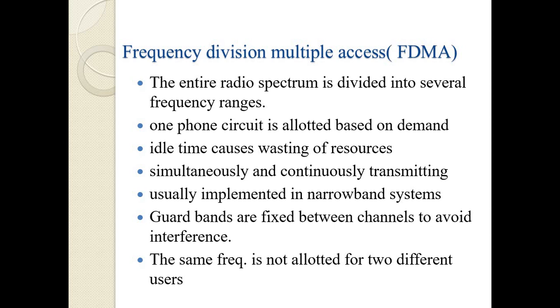So if, for example, you are having 4 users, user 1 will be given a different set of frequency, user 2 will be given a different set of frequency, user 3 will be given a different set of frequency, and also user 4 will be given another set of frequency. And not only this, guard bands will also be provided. The guard bands are fixed between the channels to avoid interference. And also the same frequency is not allotted for 2 different users. So the same frequency will not be allotted for 2 different users.